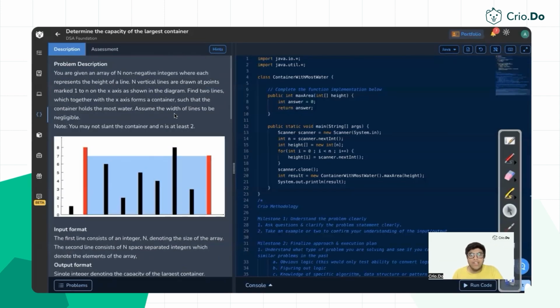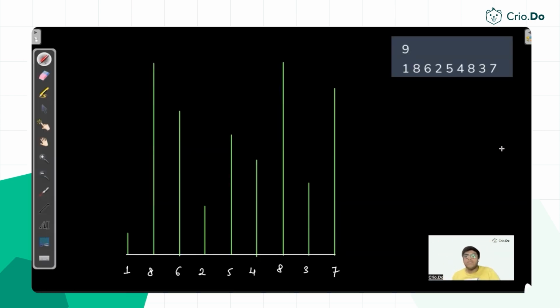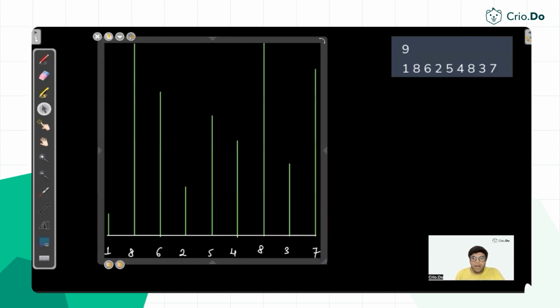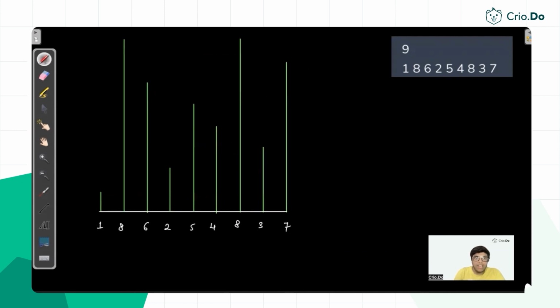It should be mentioned somewhere. It is between the bars. Find the two lines which together form with the x-axis a container. Container means the water cannot overflow. Container means the height of the container should be equal to the water height. So how can we actually solve this, how can we figure out the two bars or two vertical lines which will form together a container?